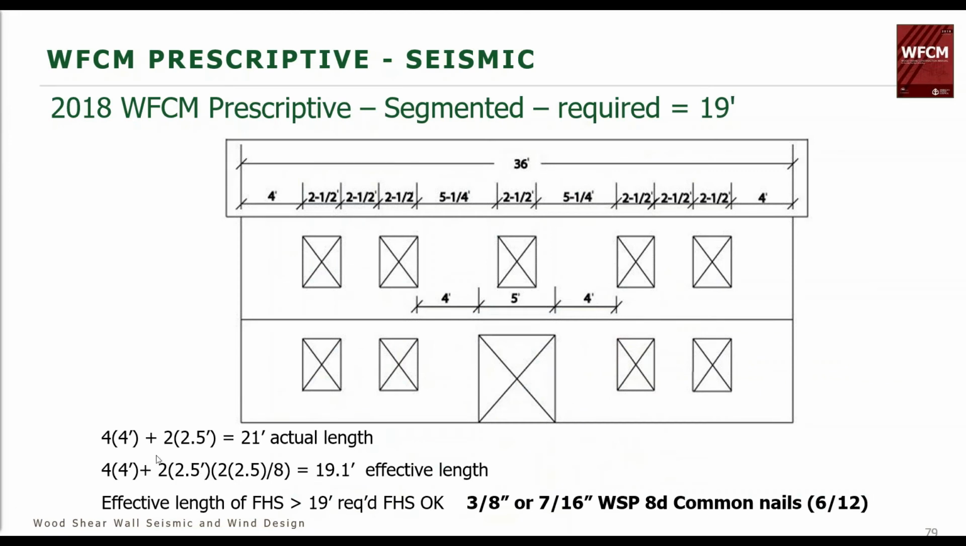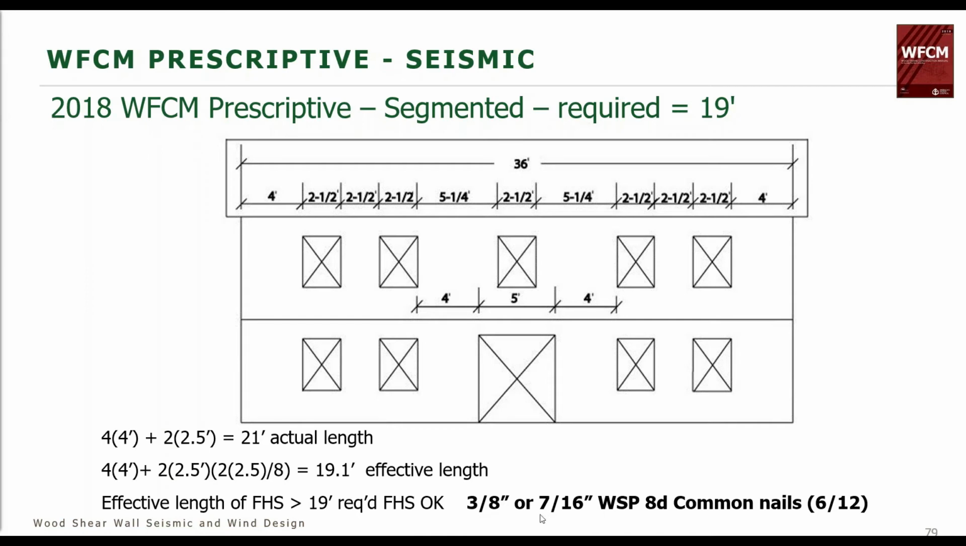We have to increase the length requirement for those shorter shear walls. So the actual length is 21 feet, adding all those lengths up. And then we include our adjustment factor, and our effective length is 19.1, which is greater than 19, which was the required. And so we're good to go.